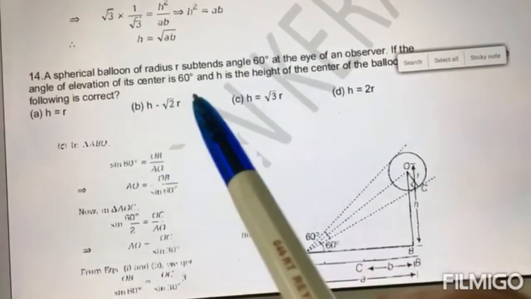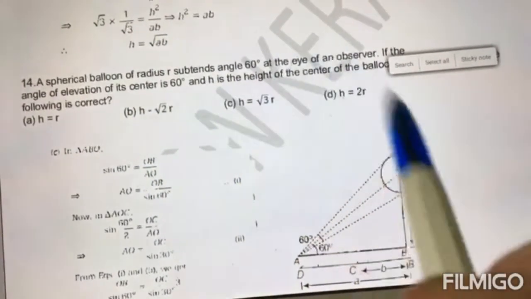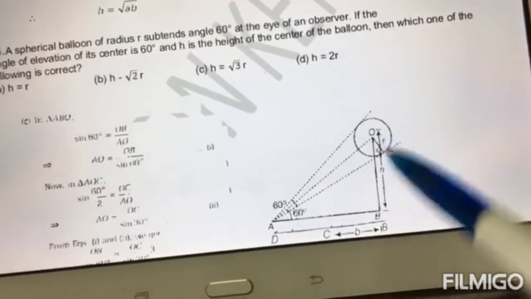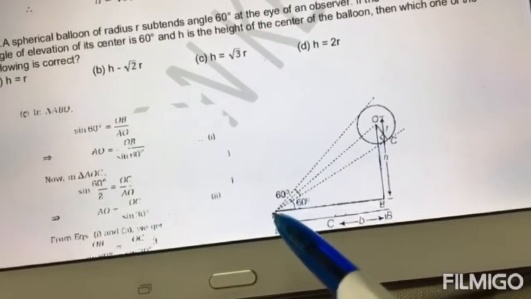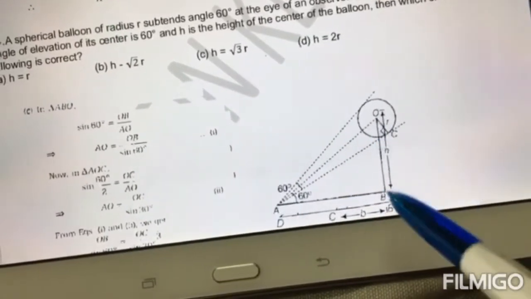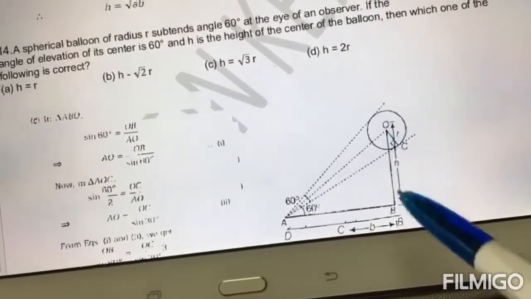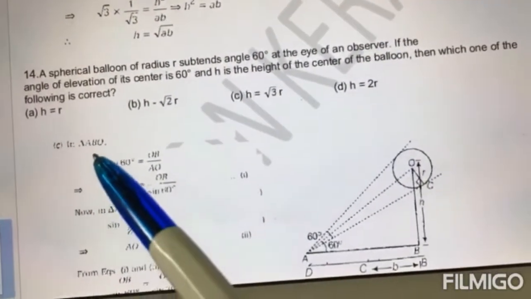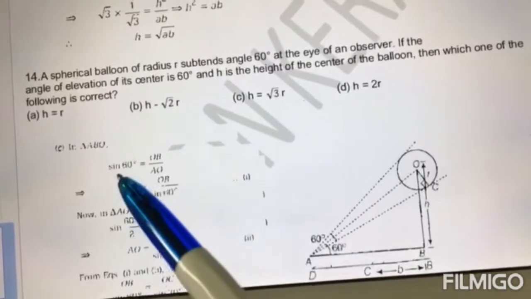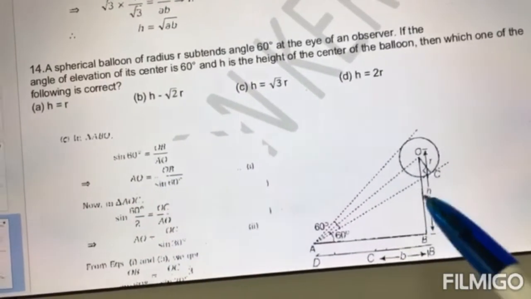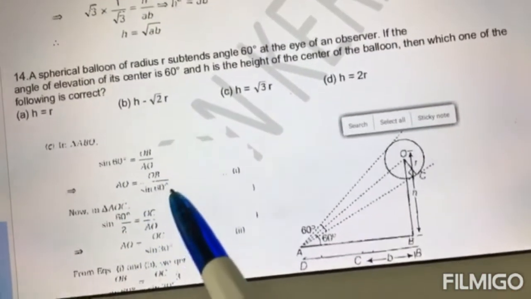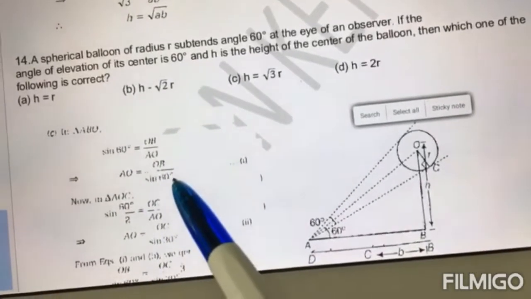If the angle of elevation of its center is 60 degrees and h is the height of the center of the balloon, then which of the following is correct? Height of the center of the balloon means if we draw a triangle from O to the eye of the observer and form a right angle at point B, OB is the height. So in triangle ABO, sine 60 degrees is equal to OB, which is the height, divided by AO. What is AO? Hypotenuse. So AO is equal to OB divided by sine 60.